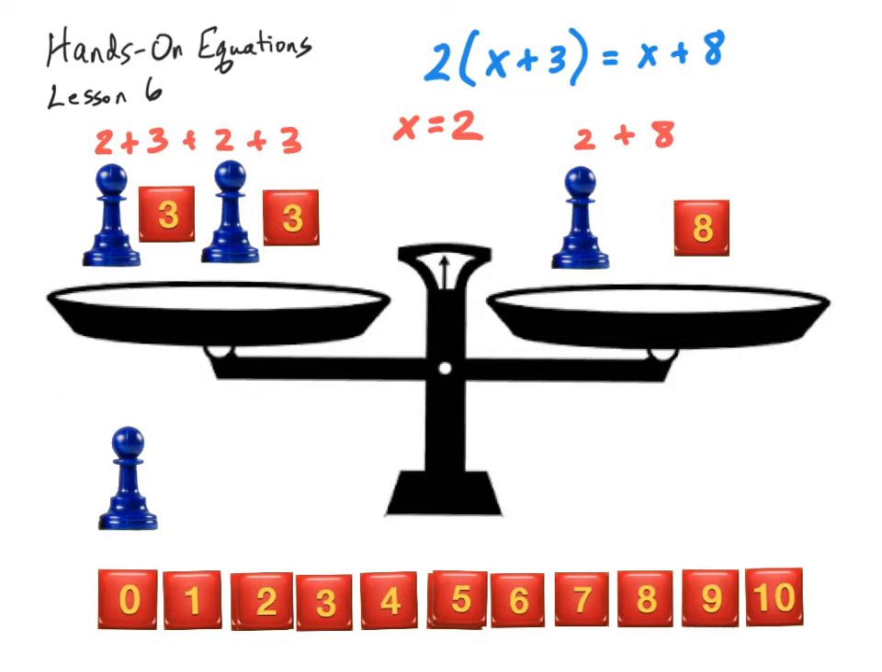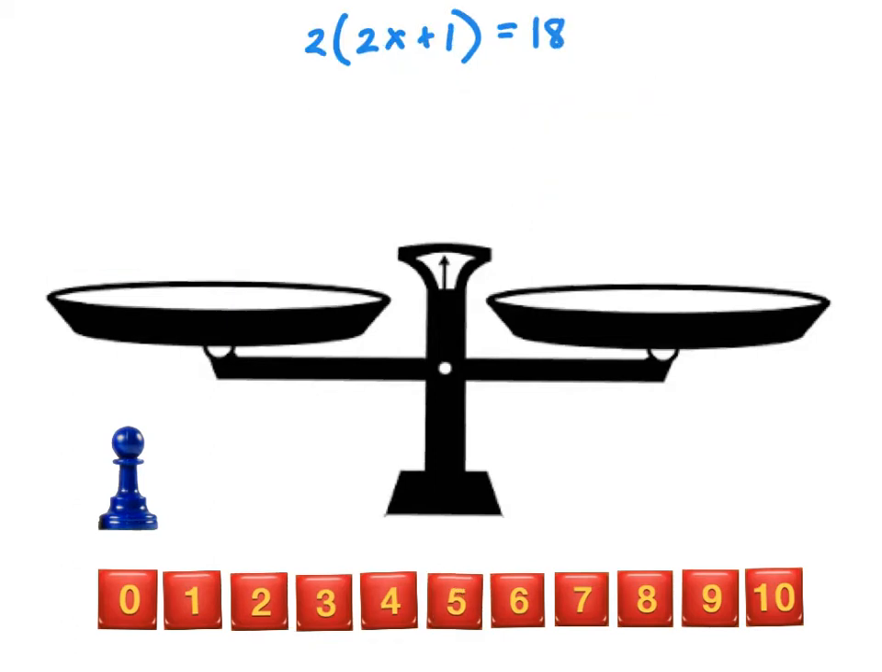2 plus 3 is 5, and we had 2 of those, so that would be 10. 2 plus 8 is 10. So our check, 10 equals 10, confirms that this equation is balanced. Here is our second example, and if you feel like you are ready to try this on your own, go ahead and pause the video and either use your manipulatives to set up this equation or draw a sketch.